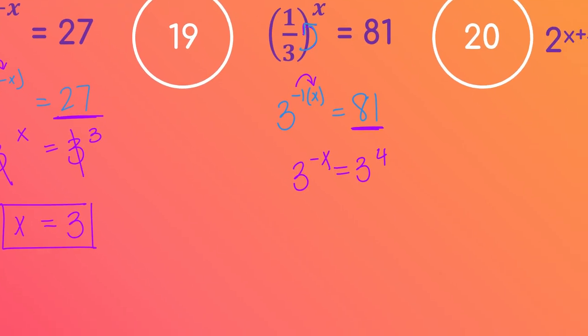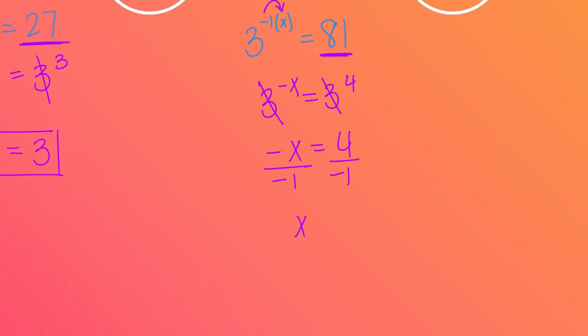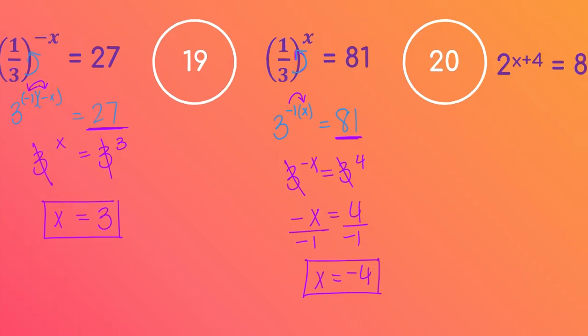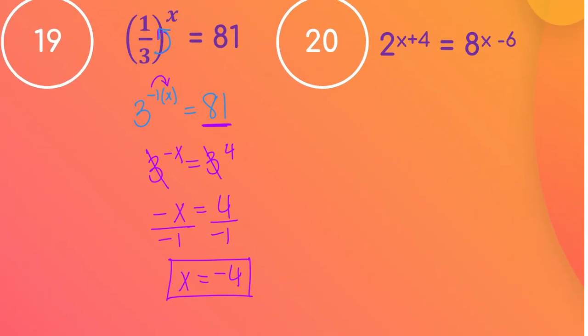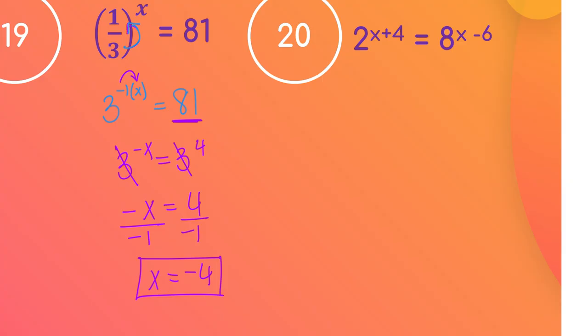I'm going ahead and solving my powers because my bases are the same. Negative x equals 4, divide by negative 1, and x equals negative 4 as my answer. Again, with practice, these will get a lot easier, but you guys have to know your times tables because you will not get a calculator for this.